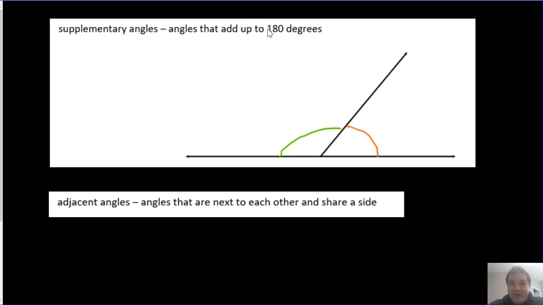Supplementary angles are angles that add up to 180 degrees. And 180 degrees is the same thing as a straight line. So any angles that make a straight line add up to 180 degrees. Here, these two angles form a straight line. The straight line is right here. So these are supplementary angles.